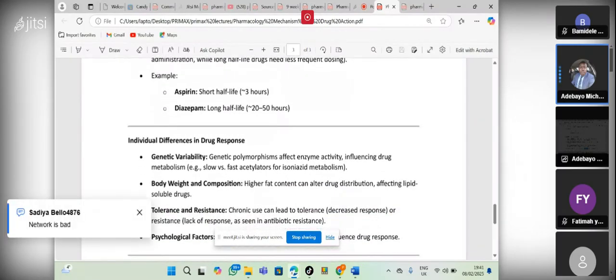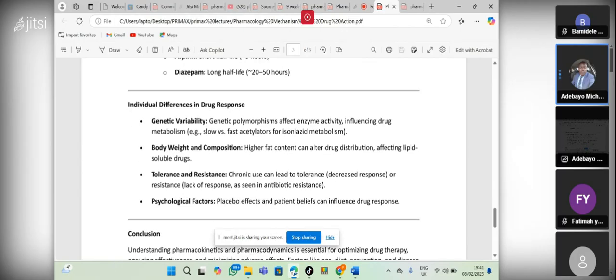So, individual difference in drug response. Of course, there's individual difference when it comes to the way we react to drugs. So there is genetic variation. Genetics generally plays a big role in almost everything. It influences how we metabolize our drugs. Some are slow, some are fast, right? Then body weight and composition. Higher fat content can alter drug distribution, affecting the lipid soluble drugs.